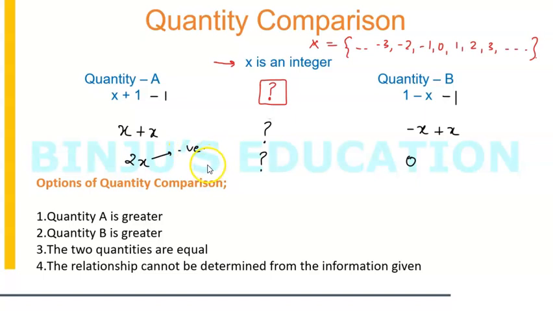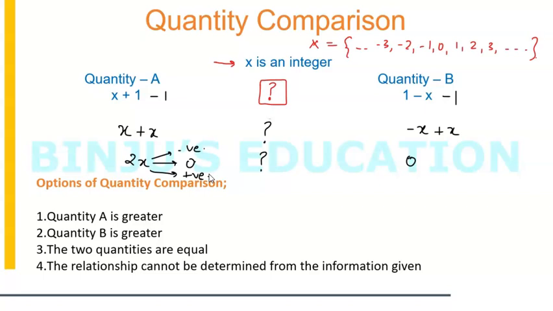If x is 0, then 2x will also become 0. And if x is positive, then 2x will also become positive. So since x is an integer, the value of 2x can be a negative integer, it can be 0, it can be a positive integer also. Whereas the quantity b is always 0.